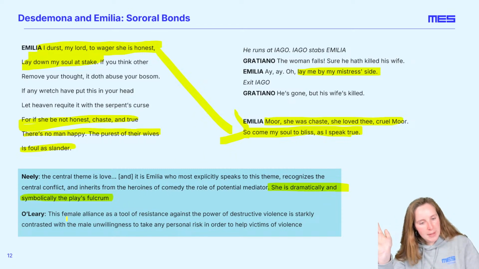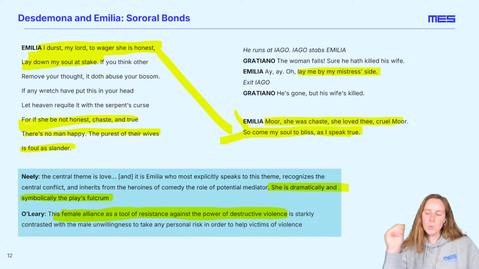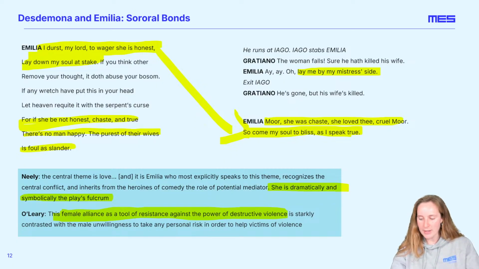And O'Leary says, this female alliance as a tool of resistance against the power of destructive violence is starkly contrasted with the male unwillingness to take any personal risk in order to help victims of violence. So this idea of all of the male characters do not intervene when Othello is angry, slapping Desdemona and killing her. Emilia dies for Desdemona and is in an alliance with her that resists this violence by saying that they are united in death. She's my mistress, we are together, in a way that the men do not do, even though they're meant to be the protectors.